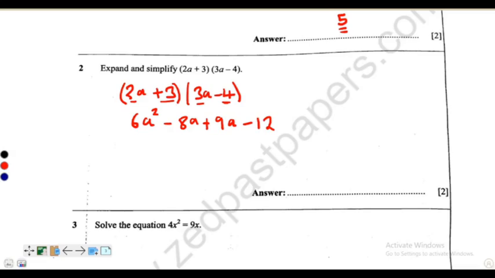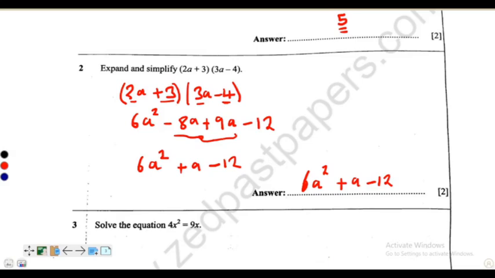Now when you take a look at this, you see that these terms are similar. So just write 6a squared, then simplify negative 8a plus 9a. This will give us a positive a, then minus 12. So this is our answer, which is 6a squared plus a minus 12. Alright, so that is how we can answer question 2.